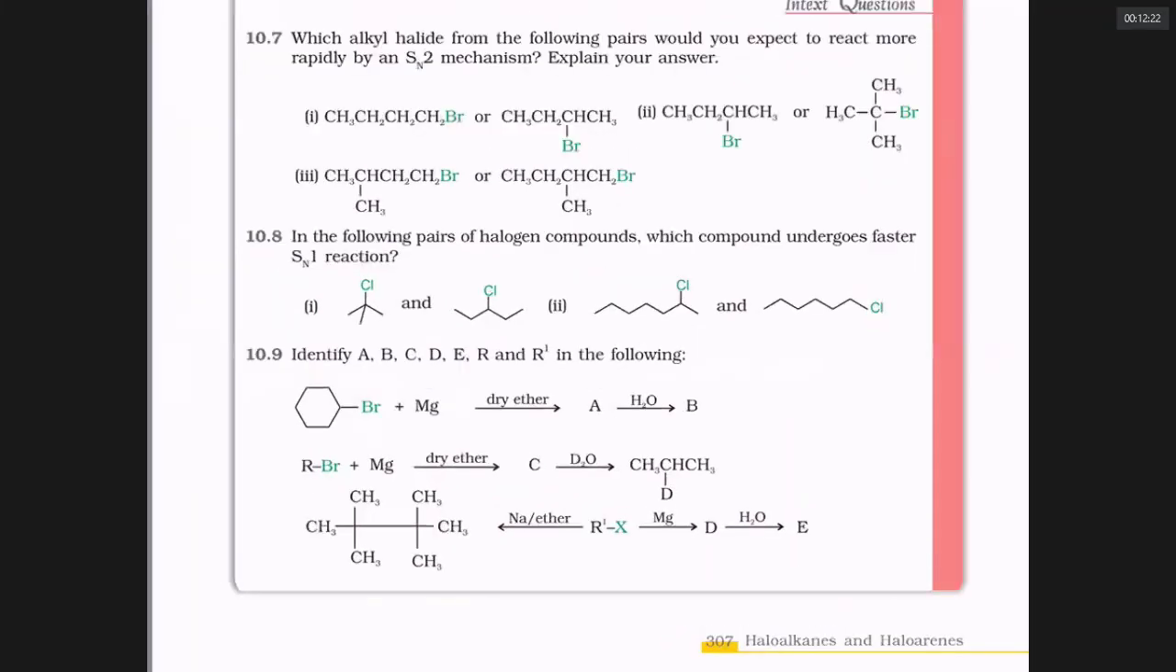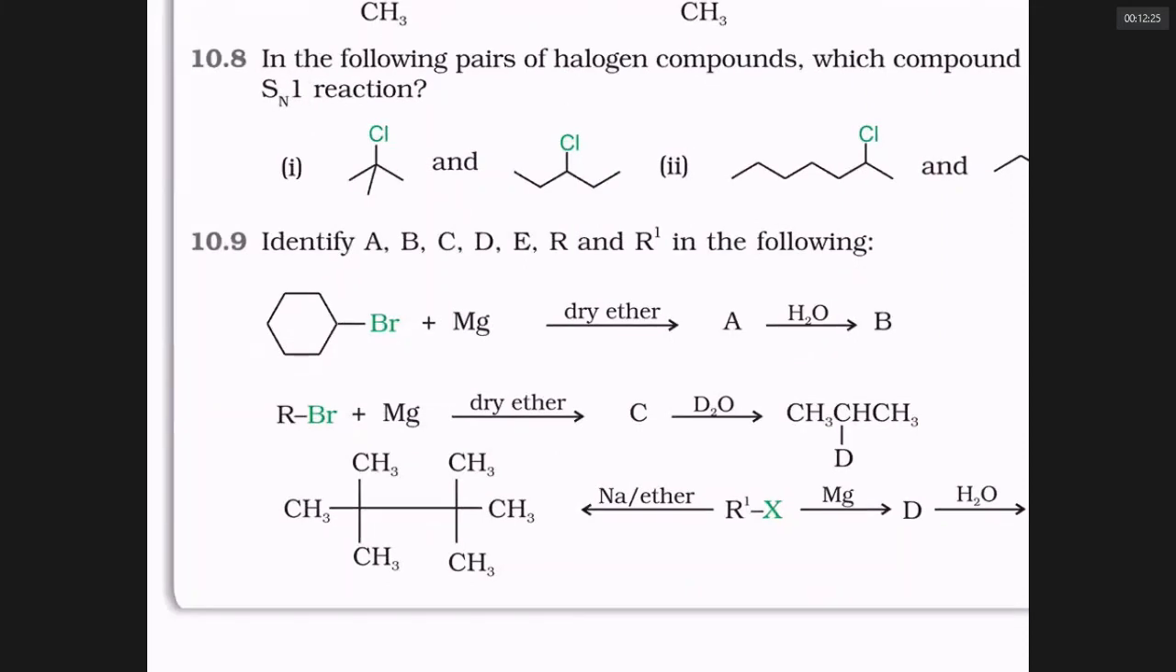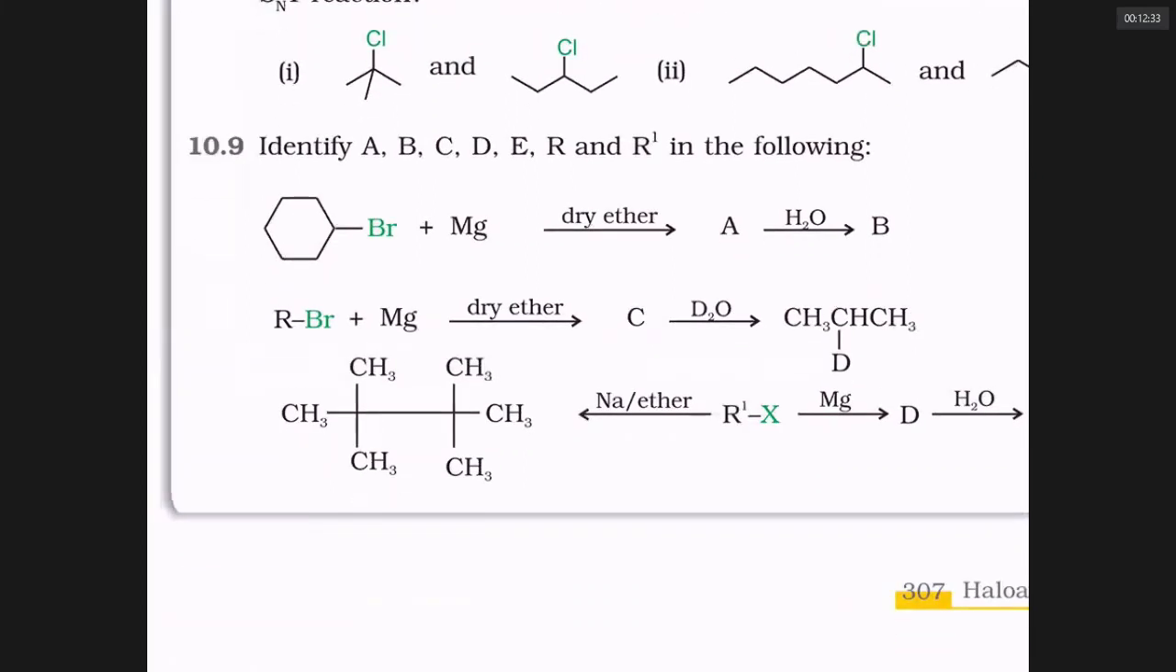And you should try all the questions, identify A, B, C, D, R, R dash in the following. First thing is you get Grignard reagent. When Grignard reagent is kept in water, you get cyclohexane. When alkyl bromide reacts with magnesium and ether, you get alkyl magnesium bromide.